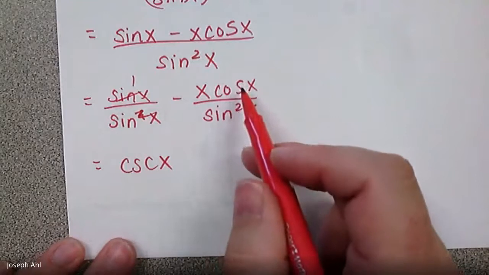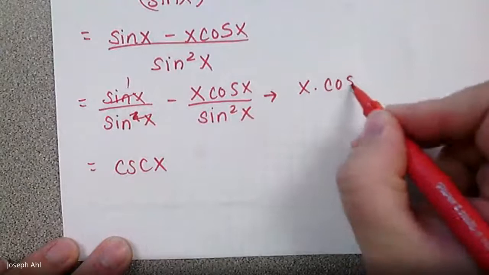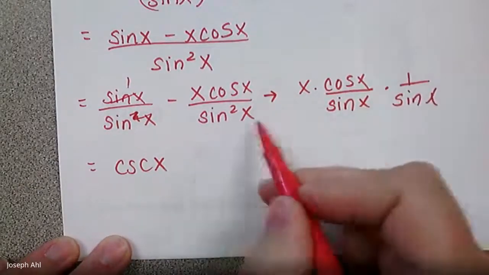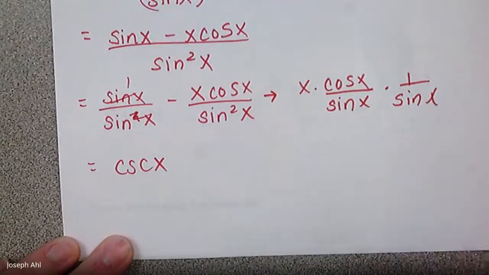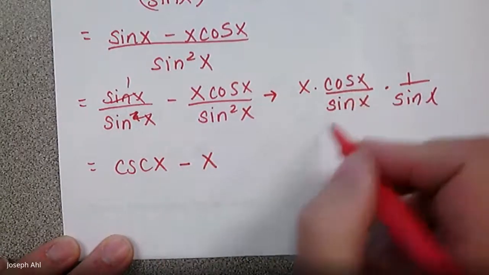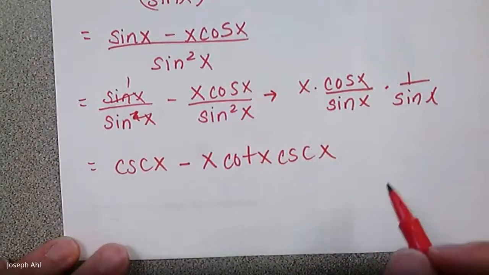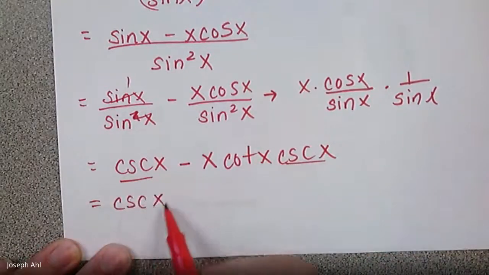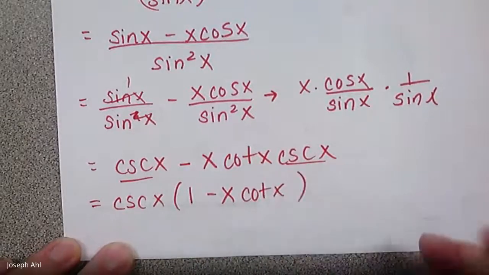Over here, you could actually separate this into cosine over sine times another 1 over sine, right? You still have sine squared down there, but cos over sine is cotangent, 1 over sine is cosecant again. So maybe the multiple choice says cosecant x minus x cotangent x cosecant x. Or maybe it's even fancier than that because these both have cosecant in them. So maybe cosecant is factored out as a GCF and you get 1 minus x cotangent x.